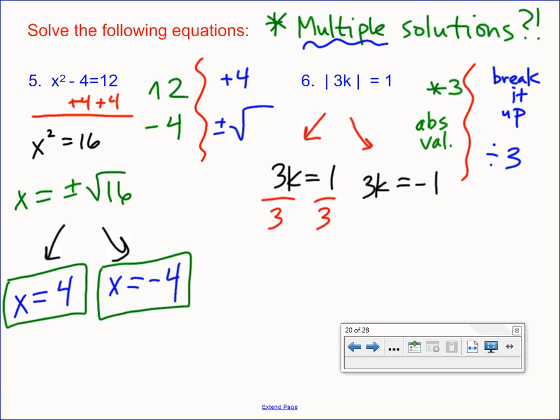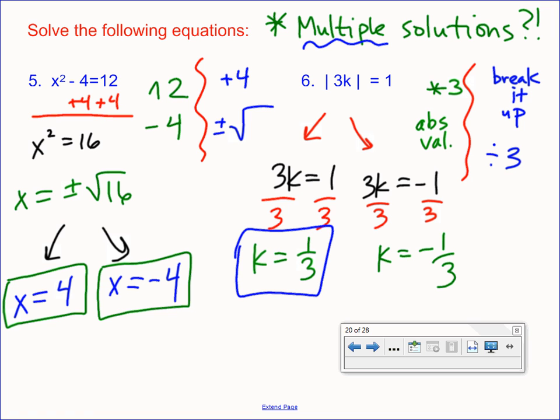I'm just going to do it with two different paths. I get k equals positive 1/3. I get k equals negative 1/3. And again, guys, multiple solutions. So when I'm solving absolute value equations, we have to be on the lookout for more than one solution. You guys are doing great.